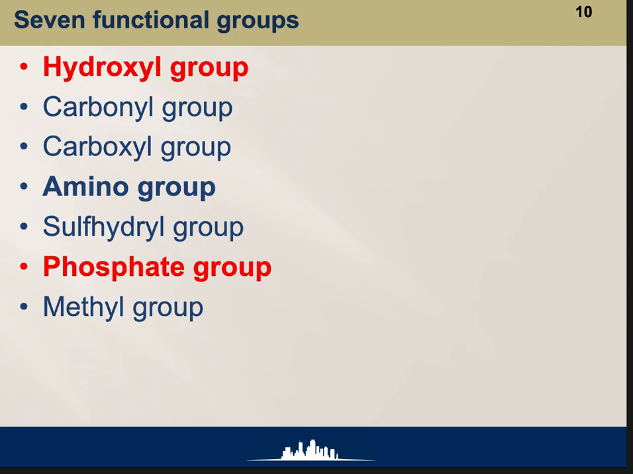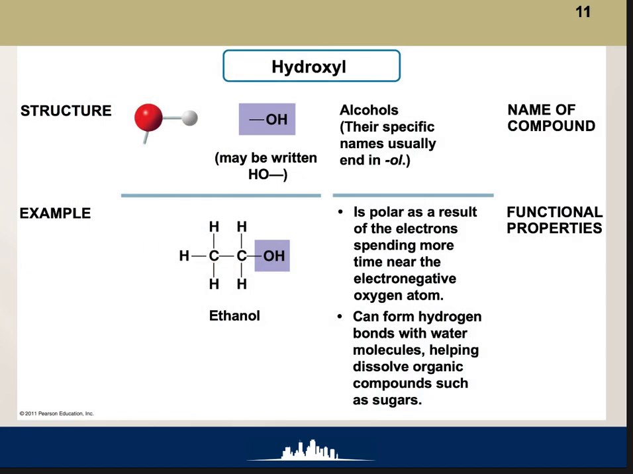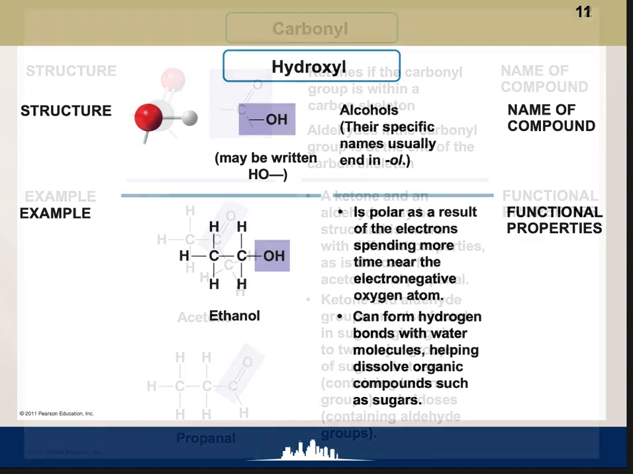Another thing we can see here is we have 7 functional groups. There's a hydroxyl, carbonyl, carboxyl, amino group, sulfhydryl, phosphate, and methyl group. We'll talk about each of them. So the hydroxyl group, we can see that we added this. The functional property is it changes the electronegativity, and it can form hydrogen bonds with water molecules. So this is going to be really helpful to dissolve.